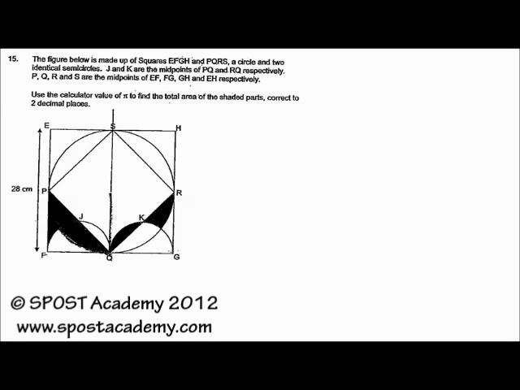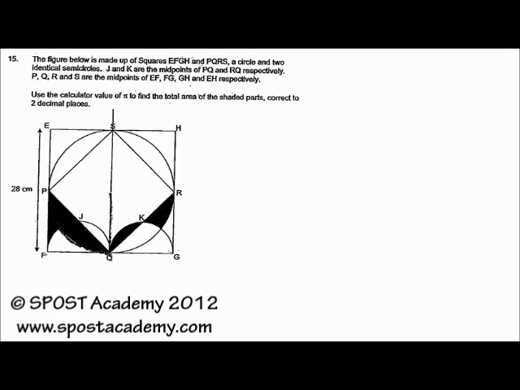The figure below is made up of squares E, F, G, H, and P, Q, R, S, a circle, and two identical semicircles. J and K are the midpoints of PQ and RQ respectively. P, Q, R, and S are the midpoints of EF, FG, GH, and EH respectively. Use the calculated value of pi to find the total area of the shaded parts, correct to 2 decimal places.